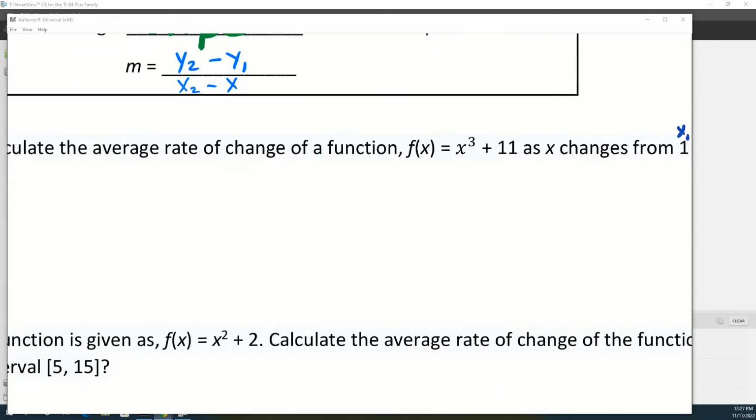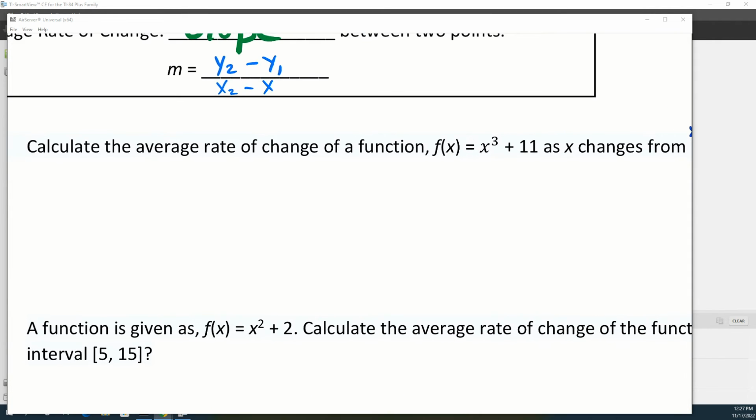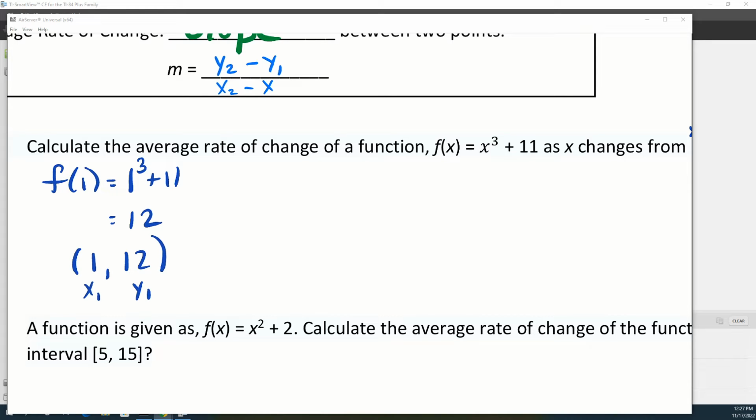So I'm going to take 1 and I'm going to put it into my function where x is. So instead of x cubed plus 11, it's going to be 1 cubed plus 11. And that's going to be 12. So that is the ordered pair where x is 1 and y is 12. That's x1, y1.